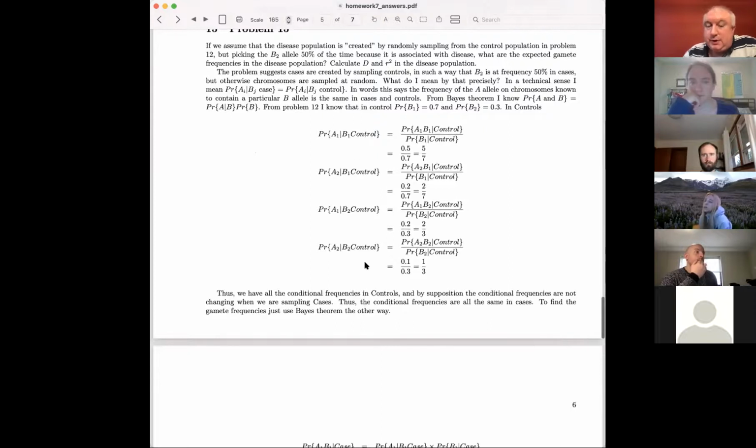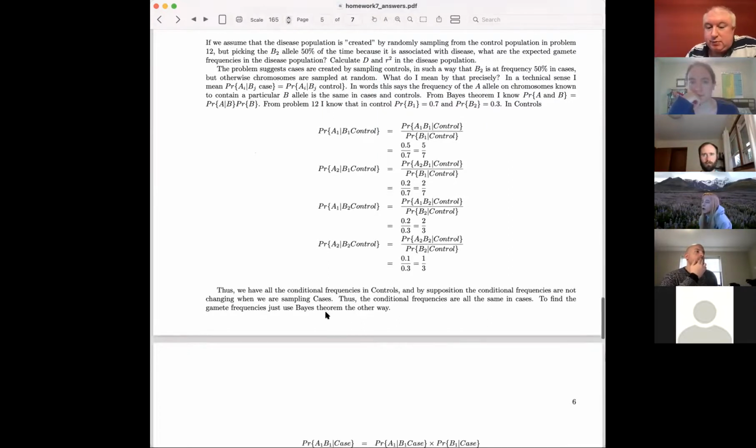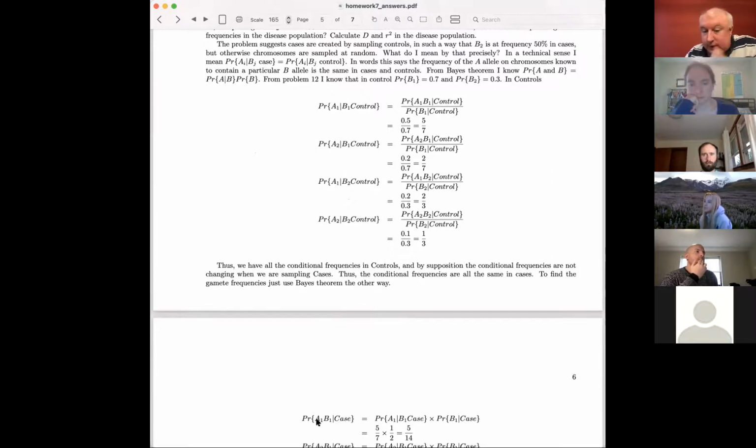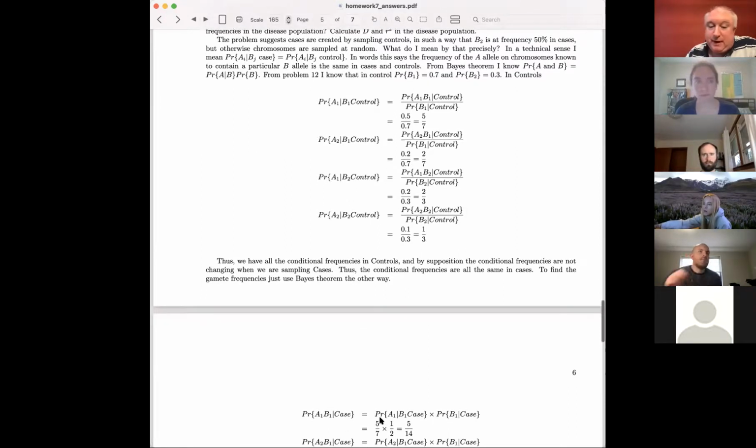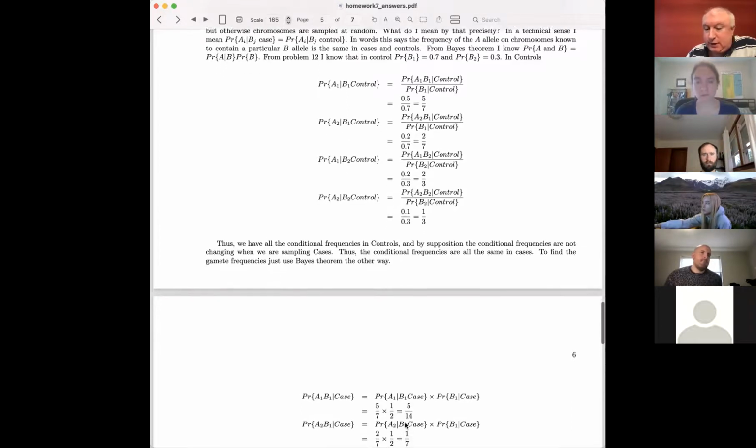And the problem tells us that these conditional frequencies will be the same. So the frequency of the haplotype A1, B1 in cases will be the conditional frequency of A1 given B1 in cases, which is the same as it is in controls, times the frequency of B1 in cases, which is 0.5 by the problem supposition. So it is what we worked out here, 5/7 times what the problem tells us, the frequency of B1 is 1/2. So we end up with a frequency of that haplotype being 5/14.